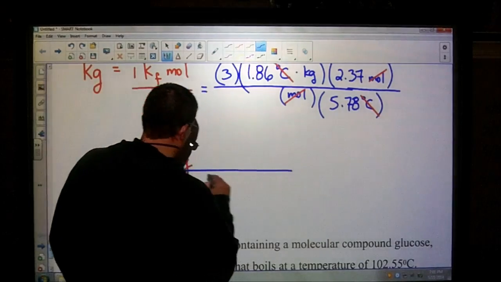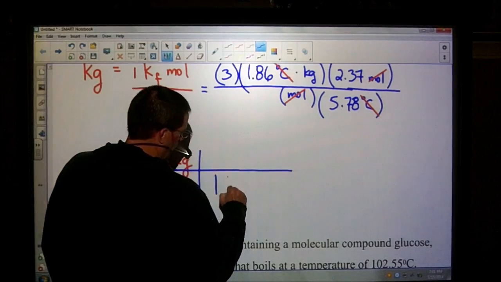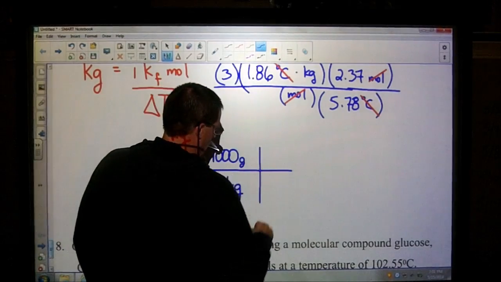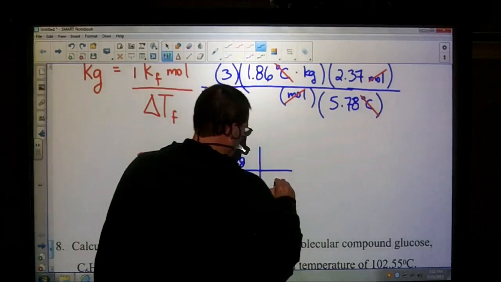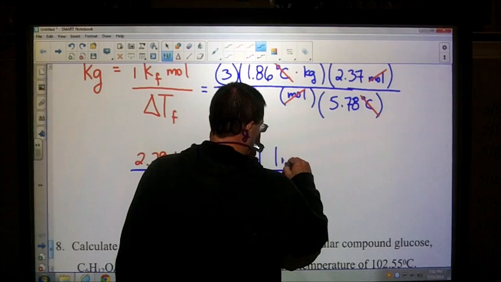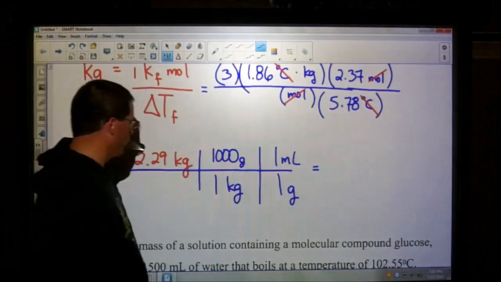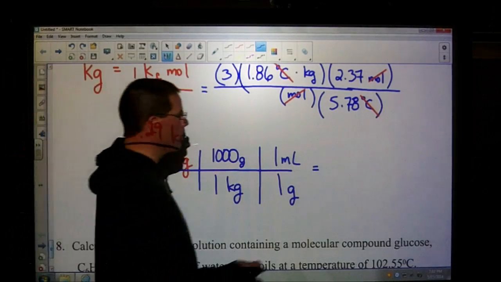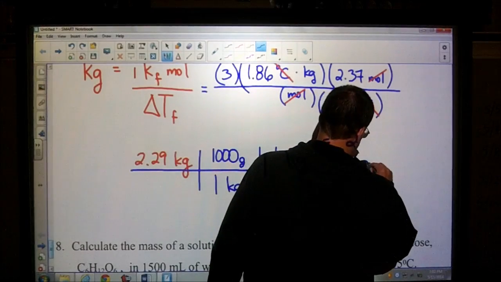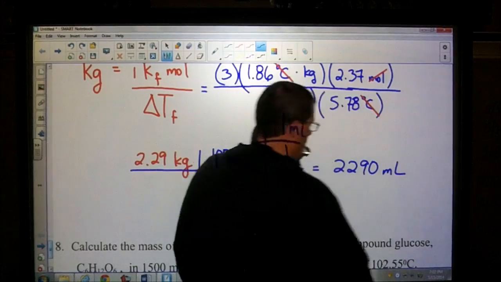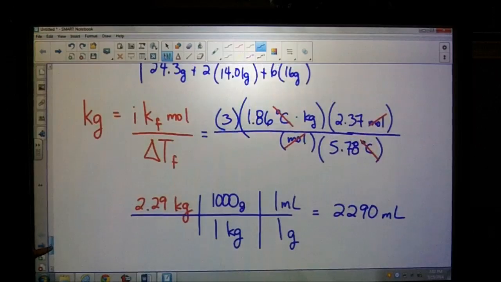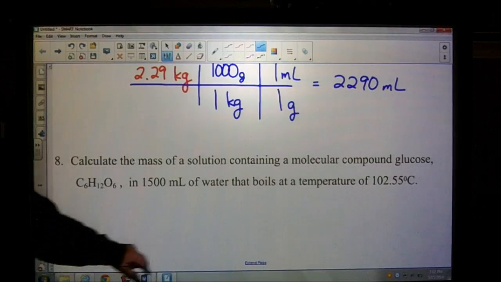So now you just work backwards. Go, okay, I've got 1 kilogram. That means I have 1,000 grams. And then convert the grams to milliliters, and I would stop right there. So what we have is 2,290 milliliters. Cool. Isn't that a good question? Love that question. All right, we have another one very similar to this.